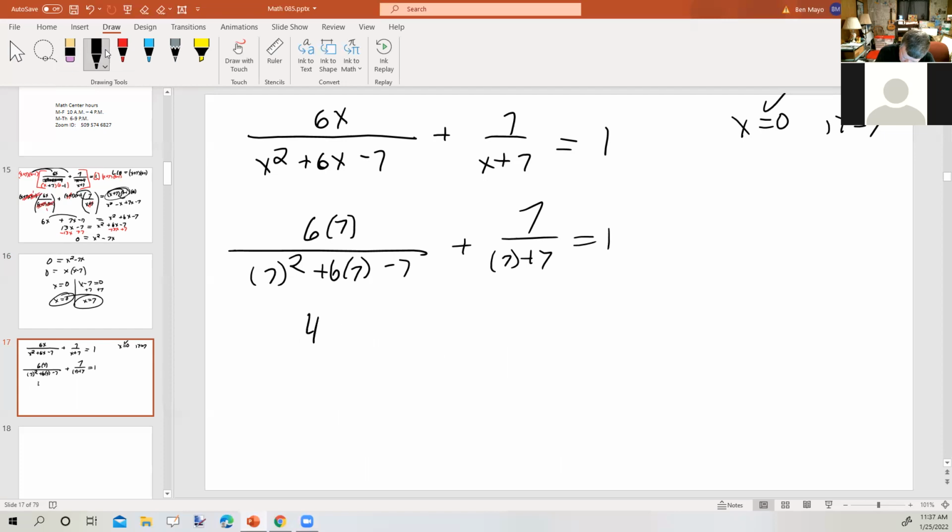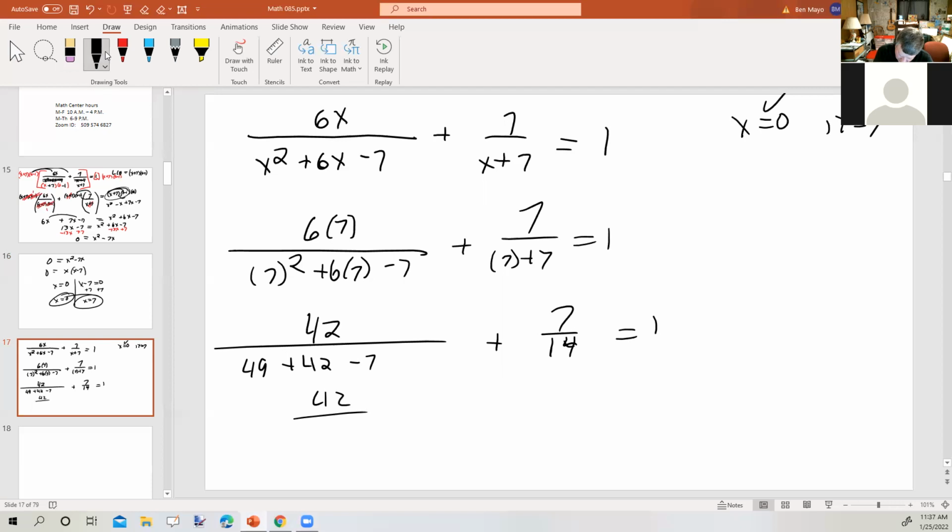I get 42 over 49 plus 42 minus 7, plus 7 over 14. 42 over, let's see, 49 and 42 is 91. 91 minus 7 is what? 84. 42 over 84 is a half, plus 7 over 14 is a half. A half plus a half equals a whole, 1 equals 1. It checks. Okay?